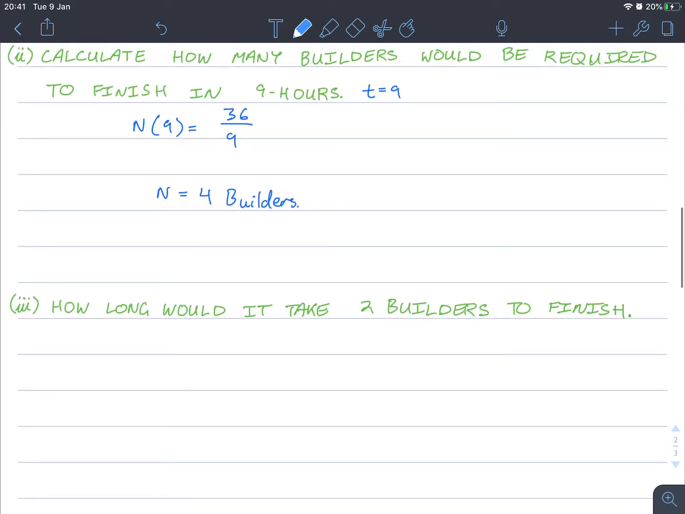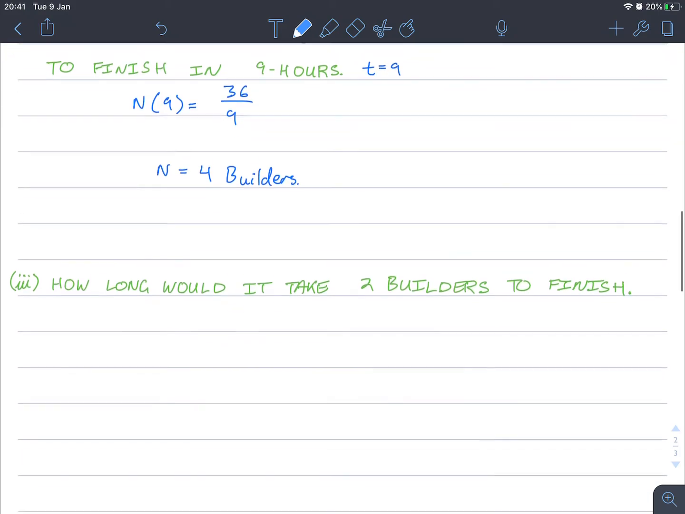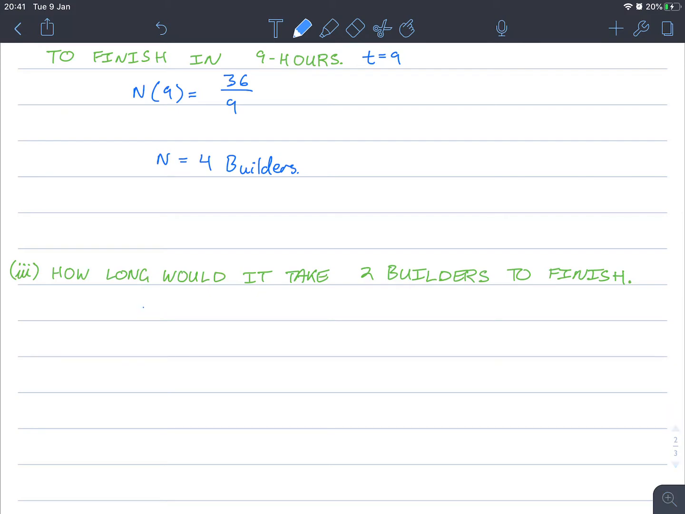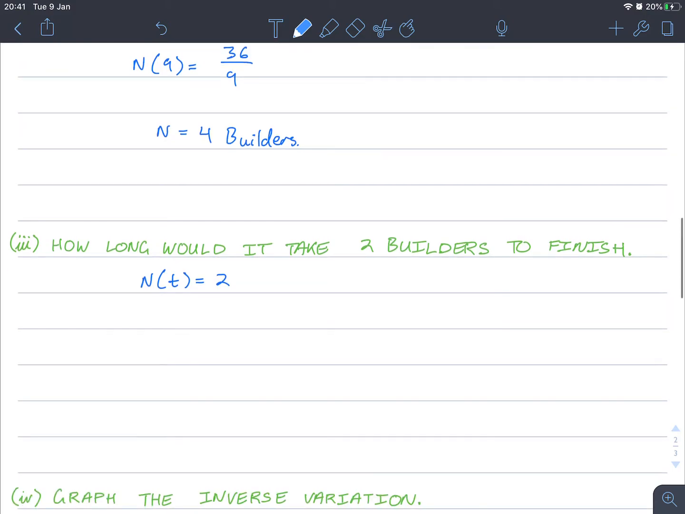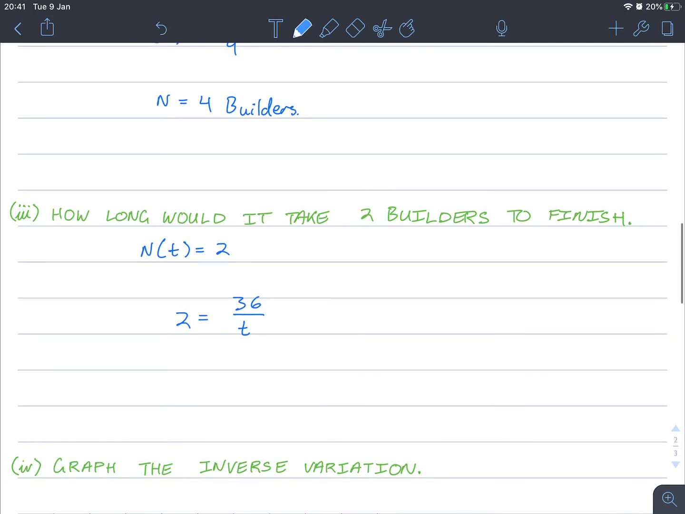How long will it take 2 builders to finish? So we're being told n of t is equal to 2. We're being told how many builders, so now it will be 2 is equal to 36 on t. Solving for t, we get 2t is equal to 36, so t is equal to 18 hours.